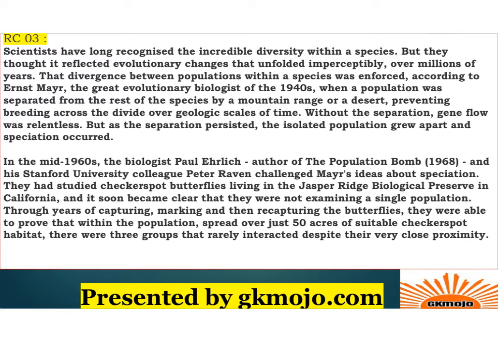Scientists have long recognized the incredible diversity within a species, but they thought it reflected evolutionary changes that unfolded imperceptibly over millions of years. That divergence between populations within a species was enforced, according to Ernst Mayr, the greatest evolutionary biologist of the 1940s, when a population was separated from the rest of the species by a mountain range or a desert, preventing breeding across the divide over geologic scales of time. Without the separation, gene flow was relentless. But as the separation persisted, the isolated population grew apart and mutation occurred. Alright, so this 'but' is a structure word over here.